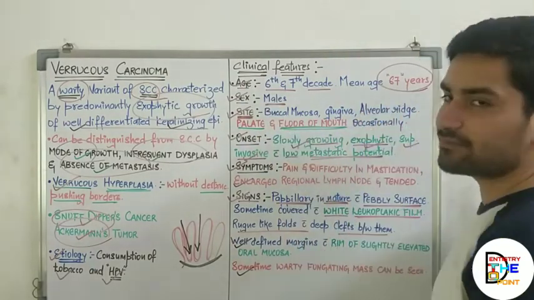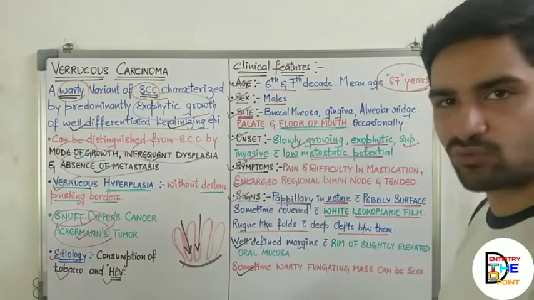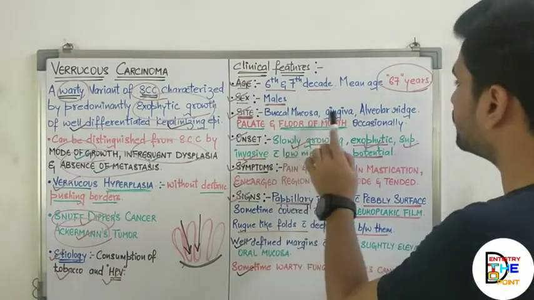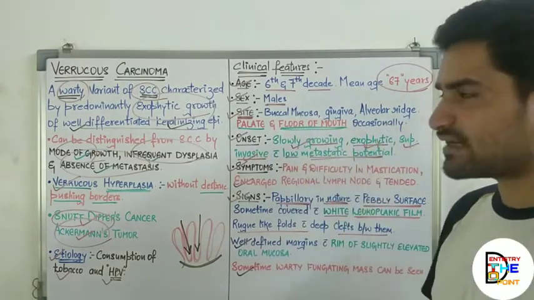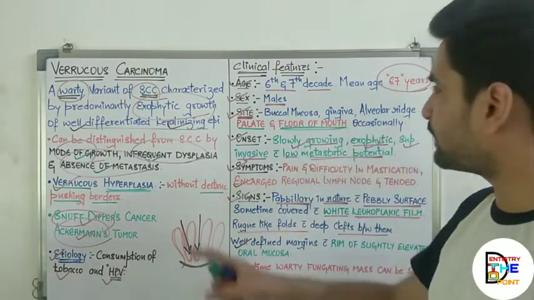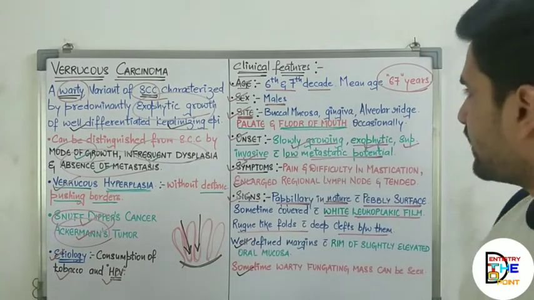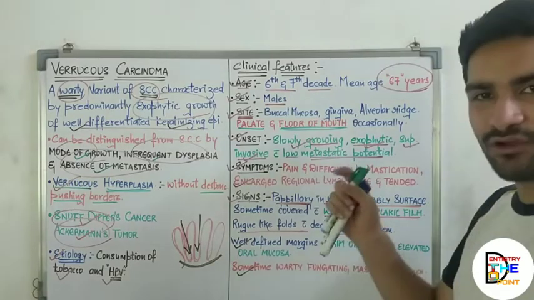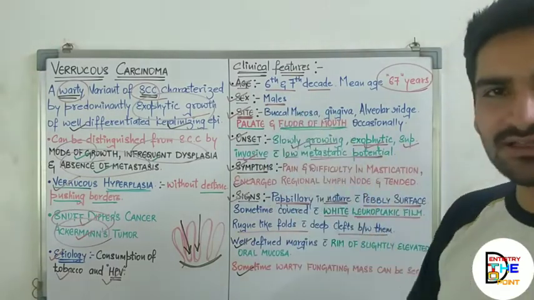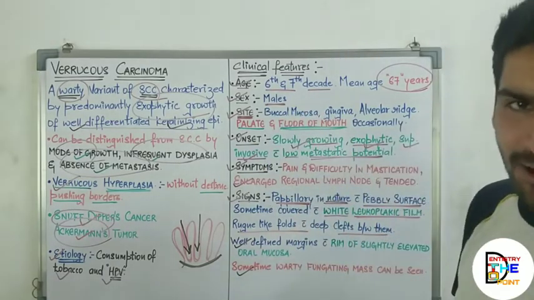6th and 7th decade, mean age 67 years, males are more commonly affected. Buccal mucosa, gingiva and alveolar ridge are most common sites. Sometimes palate and floor of mouth are also involved. Onset: it is a slowly growing exophytic superficial invasion with low metastatic potential.